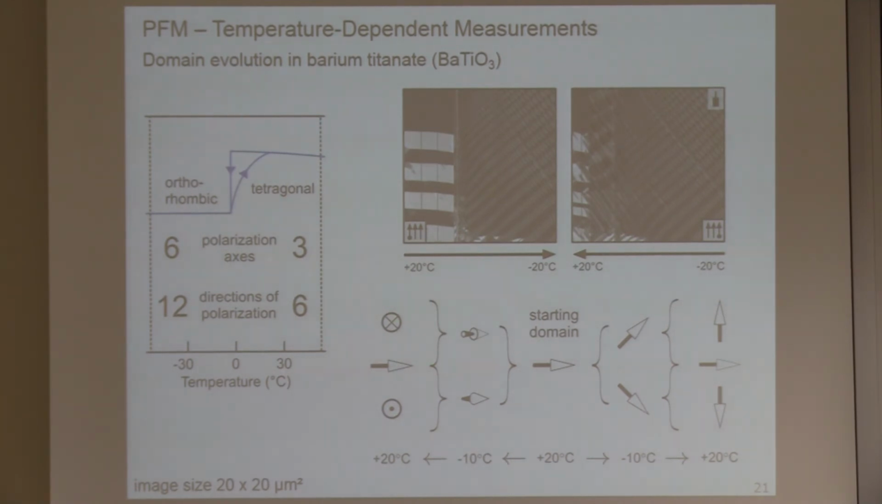If you really analyze those images, you're pretty sure that you know what happens inside the sample. I'm not going into detail because this needs some head gymnastics.